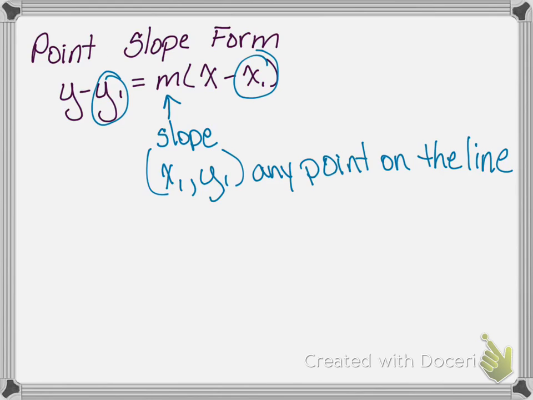So I've got point slope up here written on my board. It's y minus y sub 1 equals m times x minus x sub 1. So you have the slope of the line and you have any point on the line. It does not matter which point on the line you have. You are going to get the same answer no matter which point you use. Okay? So let's do some work with point slope form.